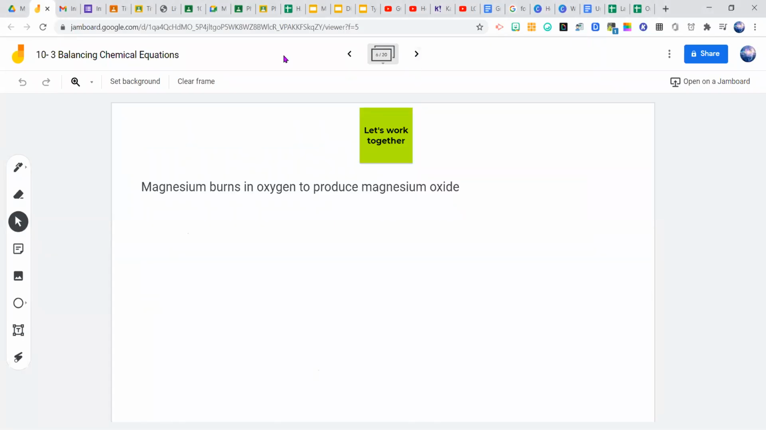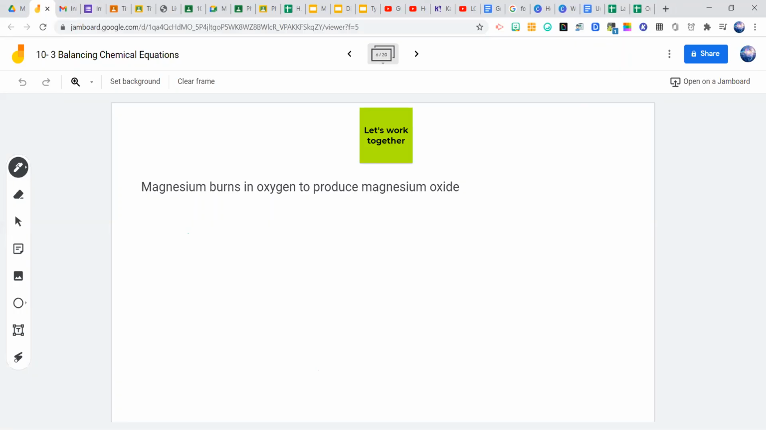All right, so what I've done is actually give you the worded equation list because we still need to practice writing chemical equations, all right, and writing our chemical formula. So I need a volunteer to help me write the chemical formula for these reactants and products. So we have magnesium burning in oxygen to produce magnesium oxide. Who is going to help me with that one?